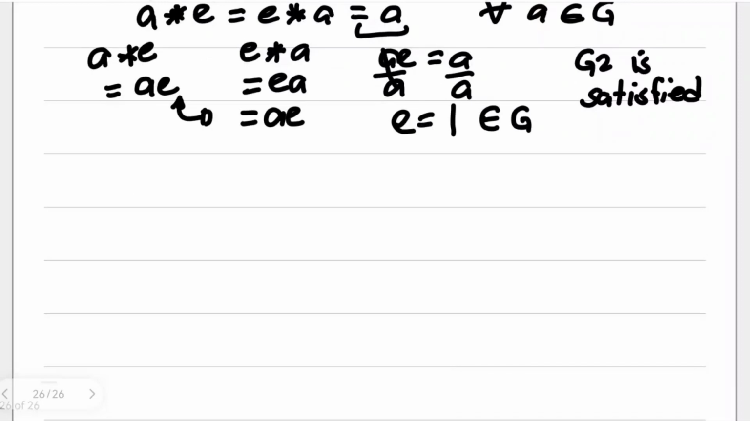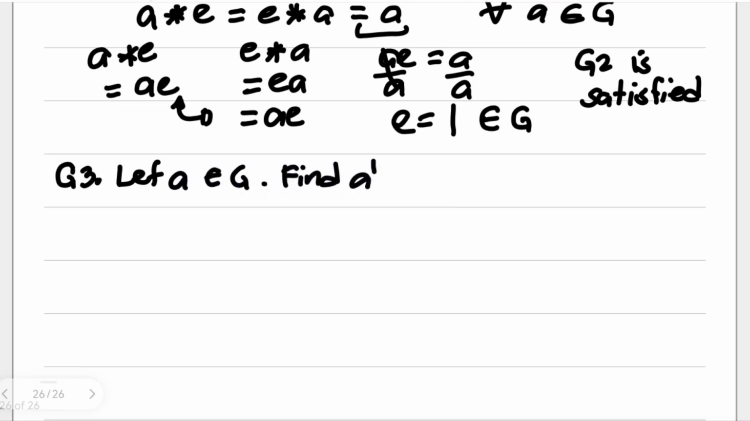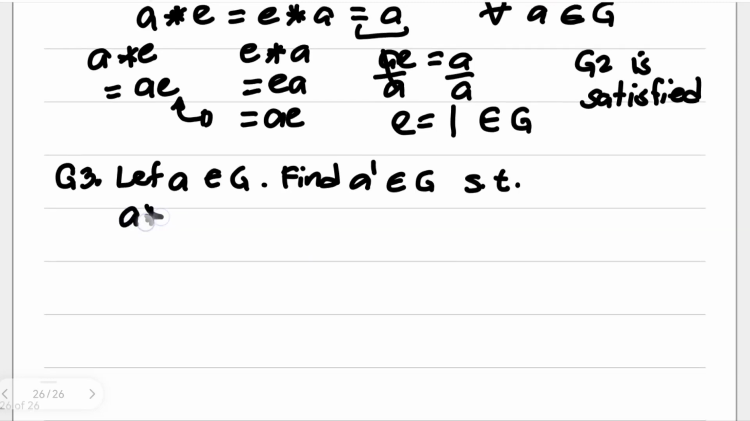With this, let's proceed to G3. G3 is for the inverse. So let A be an element of G. We're going to find the inverse of A, or A inverse, also an element of G, such that A star A inverse is equal to A inverse star A is equal to E, which is equal to 1.